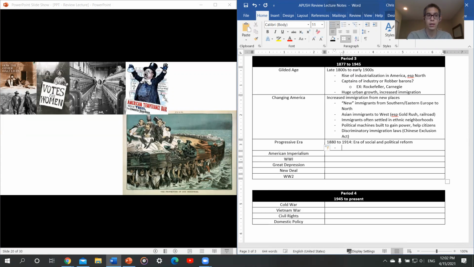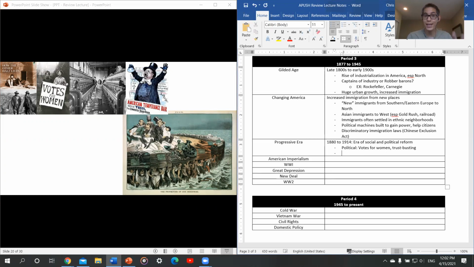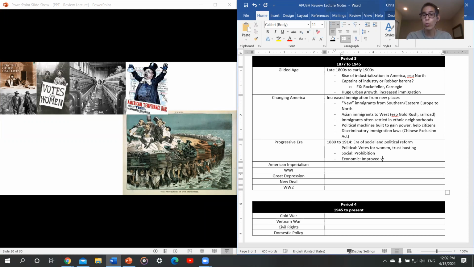And so some examples of that, for political, we see votes for women. We also see trust busting, breaking up monopolies. For social reforms, we see prohibition, which is banning alcohol. And we also see, I guess that's actually an economic reform, improved working conditions and child labor laws.